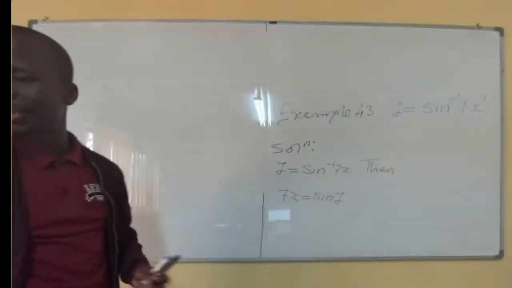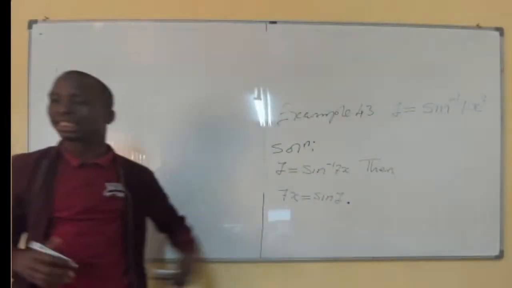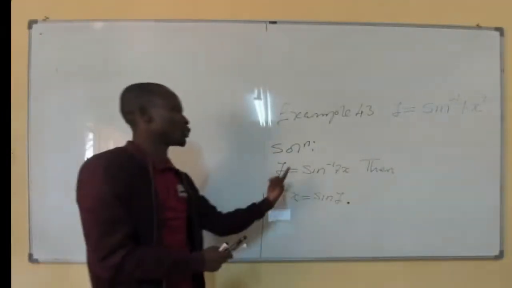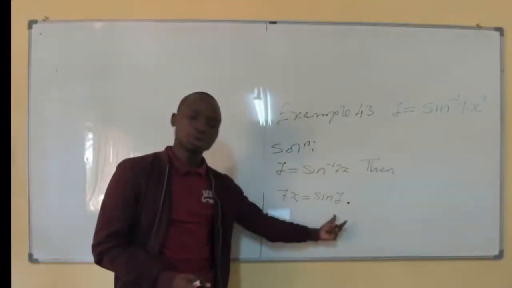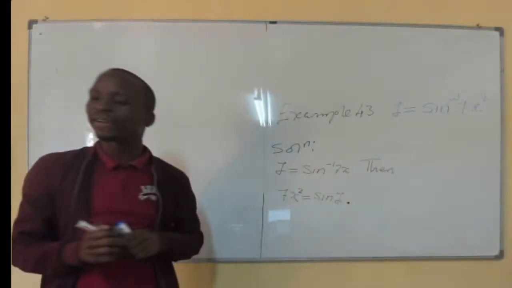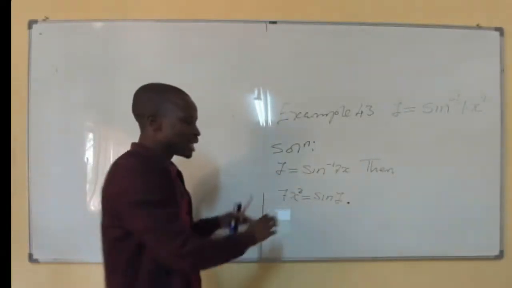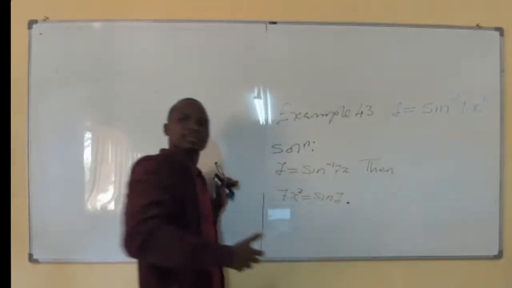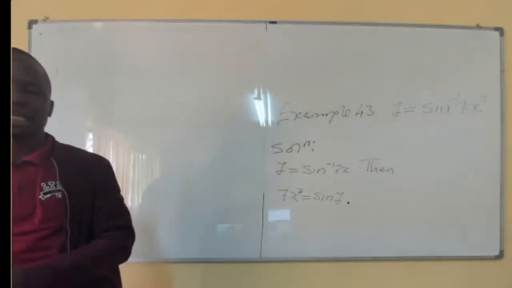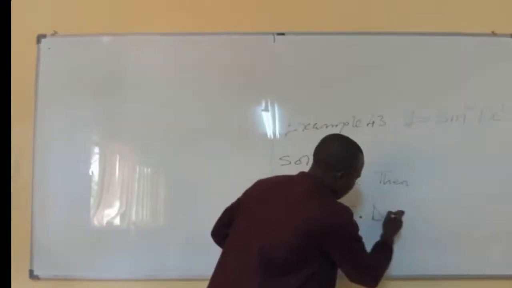Now, if 7x² is equal to sine of y, when you reach this stage, remember you want to find dy/dx. But because you have decided to write this equation in this form, you are supposed to differentiate with respect to y. Don't differentiate with respect to x. You change the variable of differentiation if you want to arrive at your answer. When you reach this stage, you then differentiate.